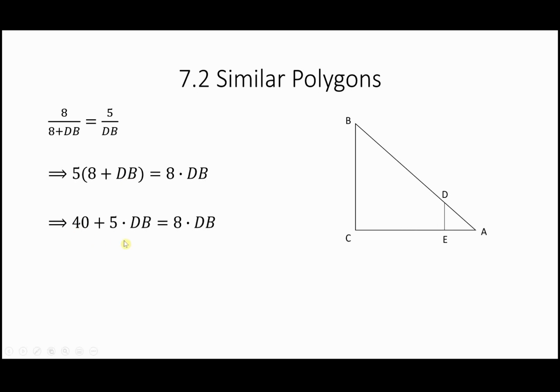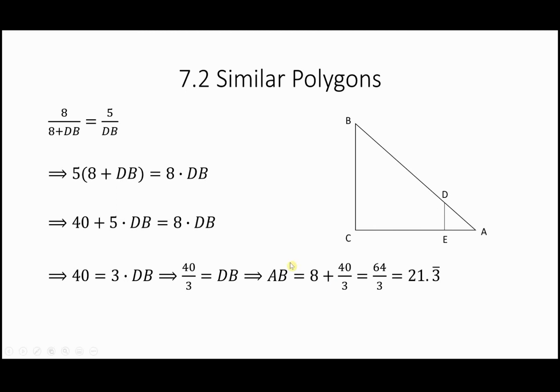Okay, so here's what it looks like to distribute. And I will combine like terms by subtracting 5 DBs from both sides, okay? And so I'll get 40 equals 3 DBs. I need to divide both sides by 3, and I will get 40 over 3. Ew, I know, it's not a number that divides nicely, but it's what we have. And so we need to now take this value and do something with it, because DB is not what we were asked to find, right? We were trying to find the value of AB.